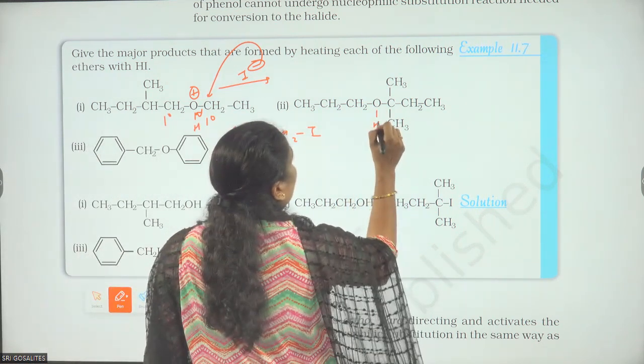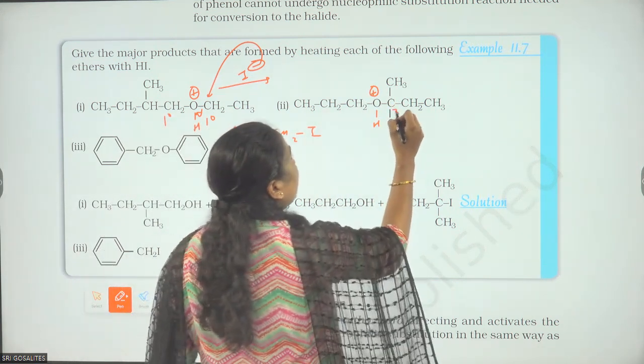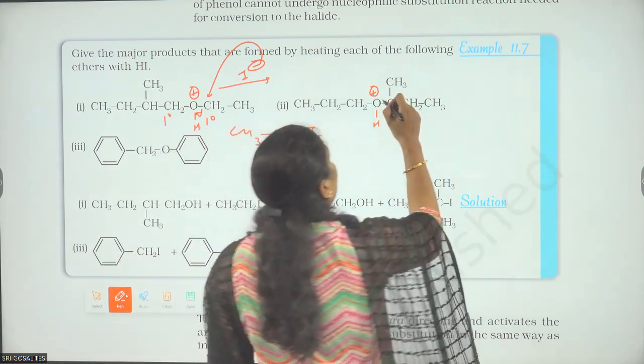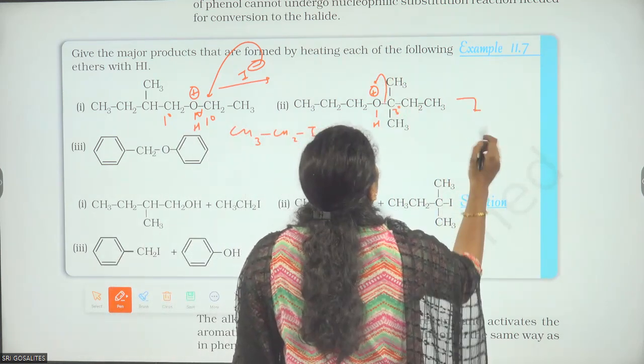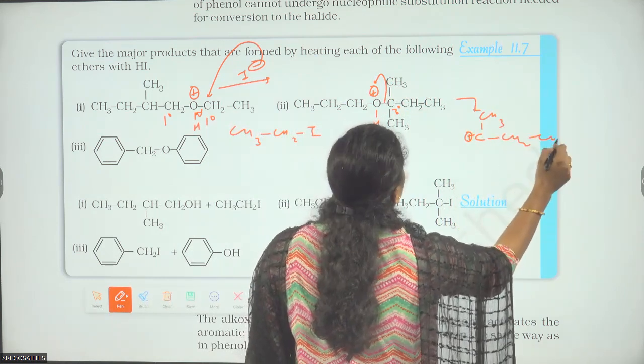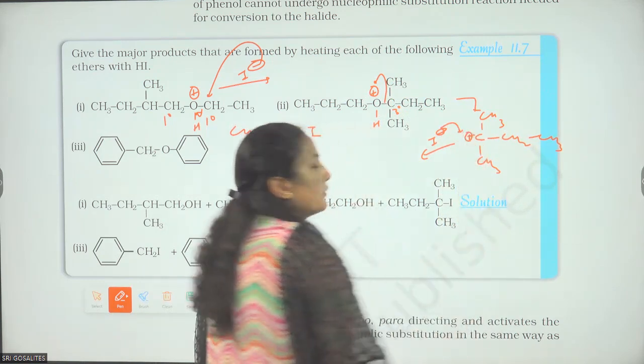Now again, you do the protonation here. Now check whether it is 3 degree or any resonance stabilized carbocation. In that case, it will go by SN1 mechanism. It will be C plus (CH3)(CH2CH3)(CH3), and then you attack this I minus over here.